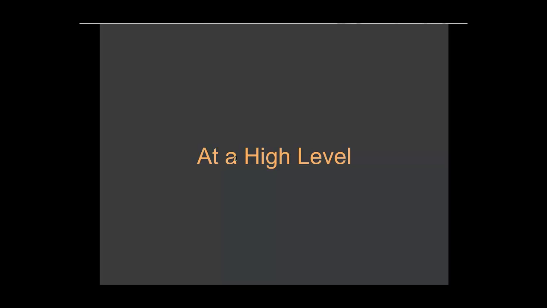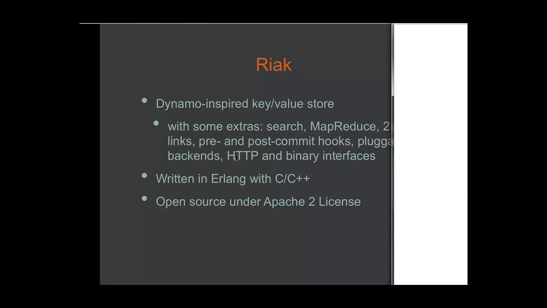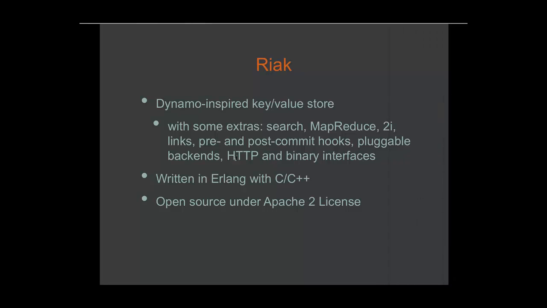So at a high level, Riak is a key value data store that was inspired by Amazon's Dynamo paper. It's written mostly in Erlang and is open source under the Apache 2 license. To expand upon the key value design, we've also added some extras, such as full text search, secondary indexing, map reduce, pluggable backends, and much, much more.